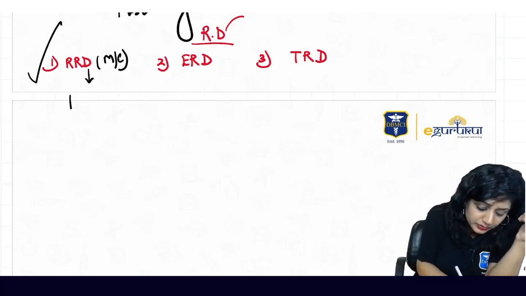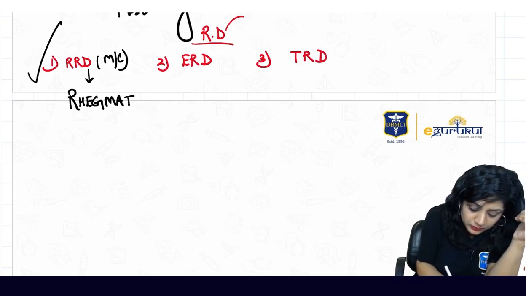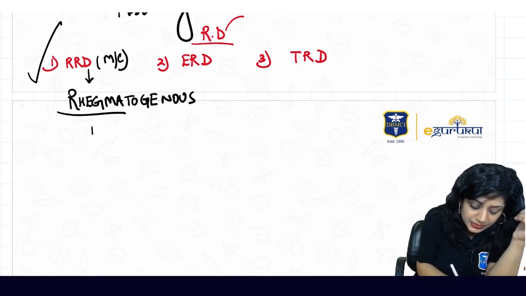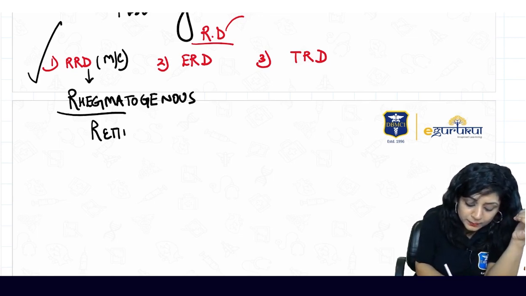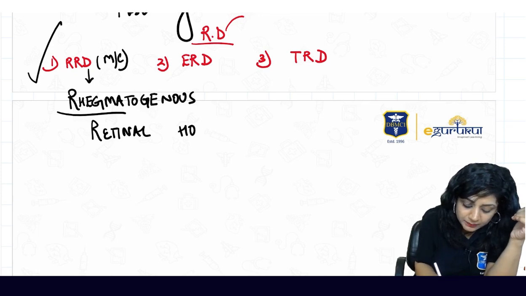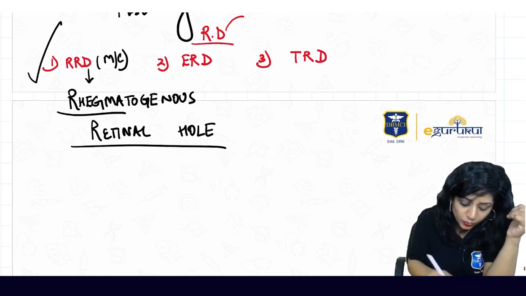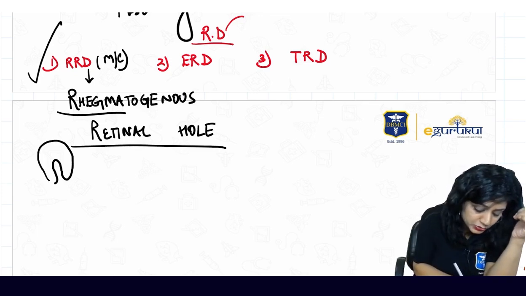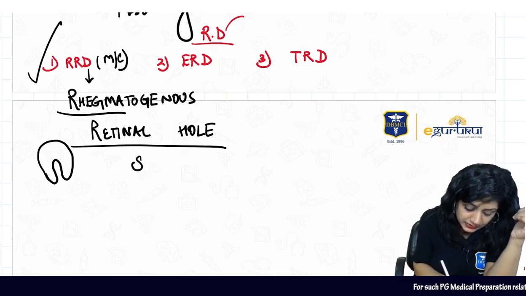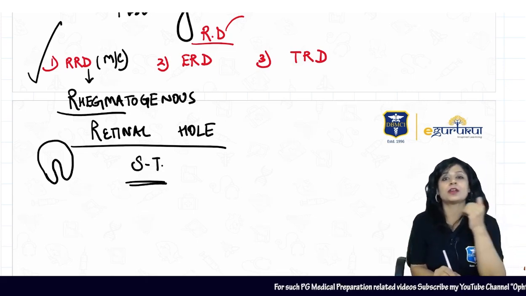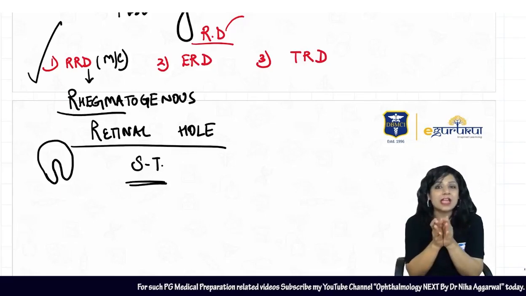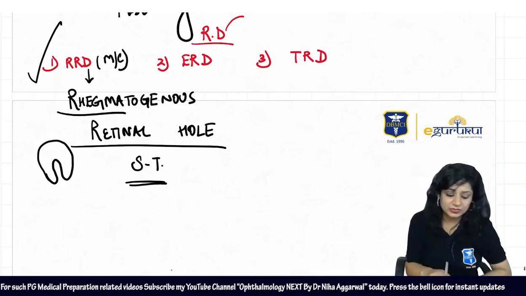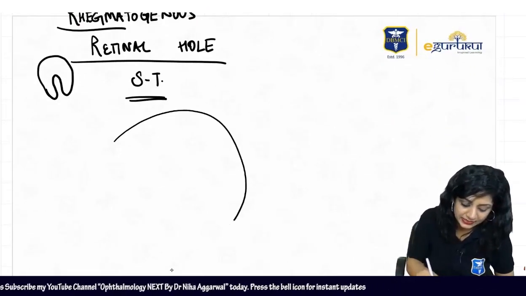This is your rhegmatogenous retinal detachment. Rhegma means a retinal hole. So basically this RD is taking place due to a retinal hole. The hole is mostly horseshoe shaped, present in the supratemporal quadrant. So what is happening whenever we have some hole in the supratemporal quadrant? Suppose you can visualize it like this.